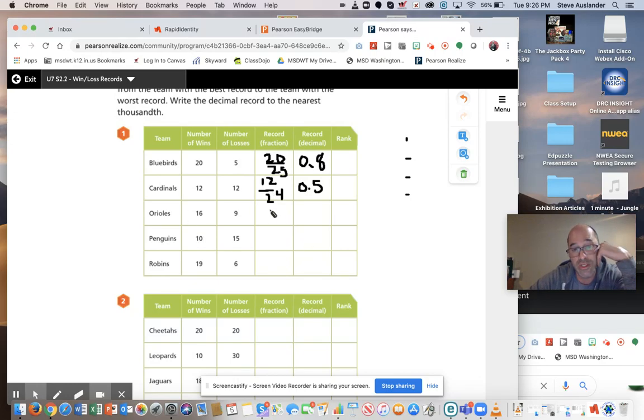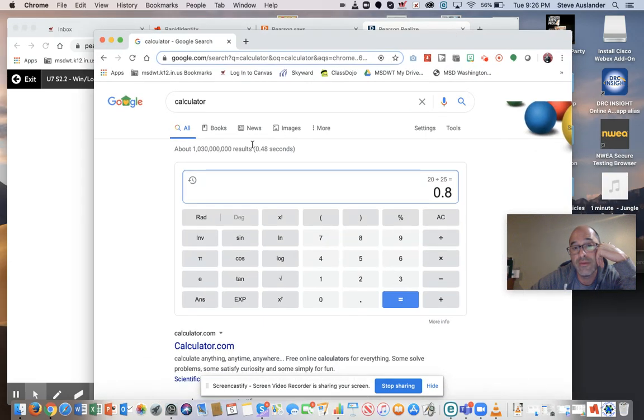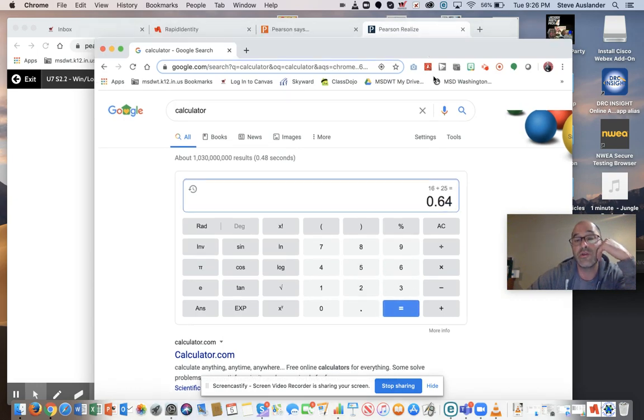The Orioles won 16 and lost 9. 16 plus 9 is 25. So they won 16 out of 25. This one we might want to use the calculator for. 16 divided by 25 is 64 hundredths.